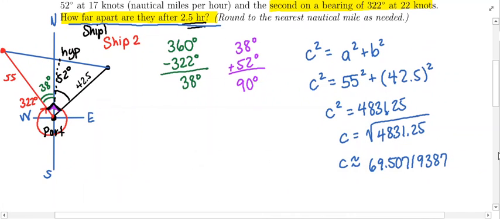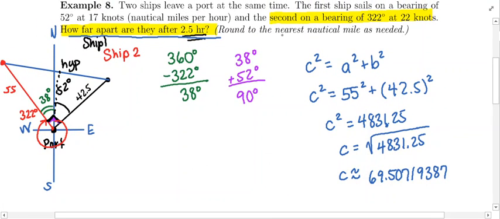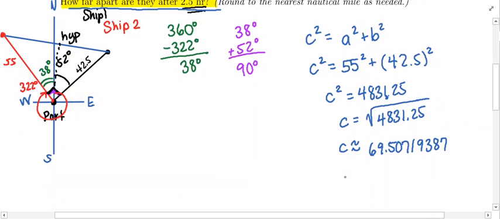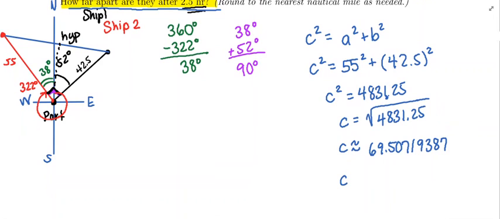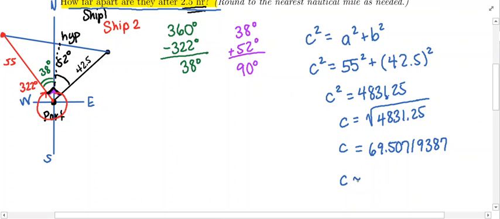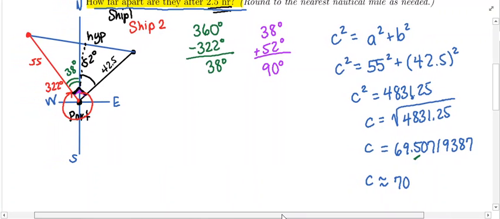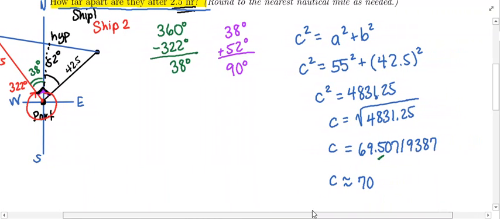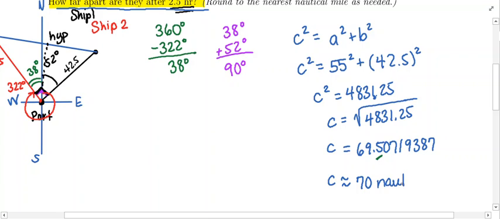Then we need to round it accordingly. The directions say to round to the nearest nautical mile. This is a distance. I keep doing this. This should be equals, because this was the full decimal expansion, and now we'll round it. So we'll put approximately, and we need to round to the nearest nautical mile. After the decimal point, we have a 5. So we're going to bump the 69 up to 70. So the distance between the two ships is going to be 70 nautical miles.